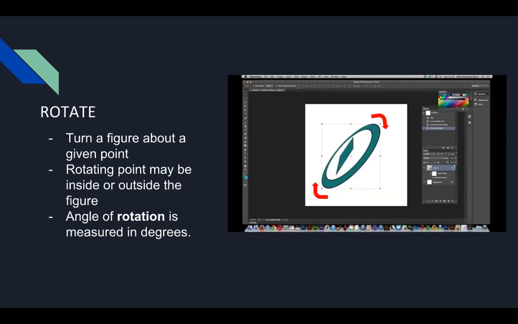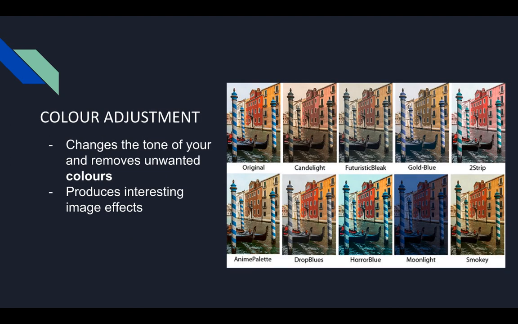Image manipulation. To rotate an image is basically to turn it from a specific anchor point, and the angle of rotation is usually measured in degrees. Color adjustment. This is when you change the tones of your picture, and this can remove unwanted colors, or it can create a sort of mood for your picture, and it can produce interesting image effects.